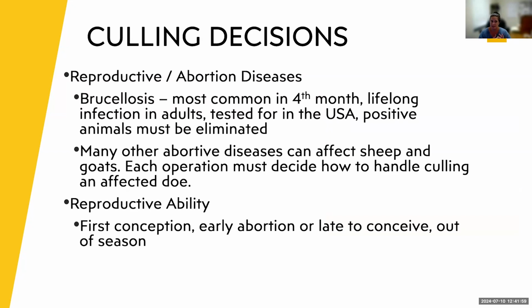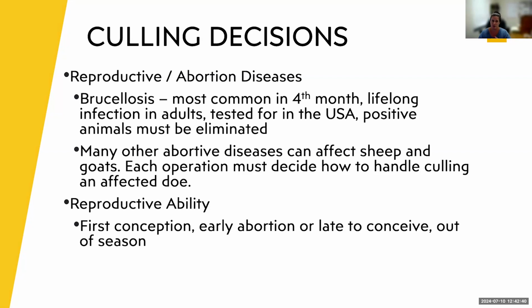Reproductive and abortion diseases. Probably the most important here is obviously brucellosis. It is most commonly seen in the 4th month of pregnancy, and it is a lifelong infection in adults. In the US, we test all of our dairy animals for this, and any positive animals have to be euthanized. I wouldn't say it's super common to see, but it is very important if this is contracted by your herd to euthanize those animals. You probably have to work with a state veterinarian to do that properly, but it's pretty serious and should be managed accordingly.